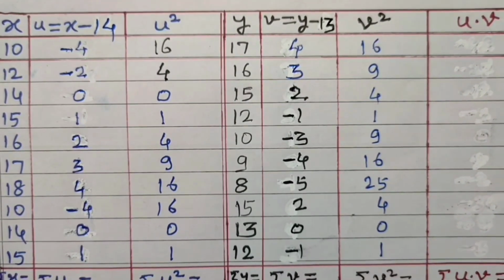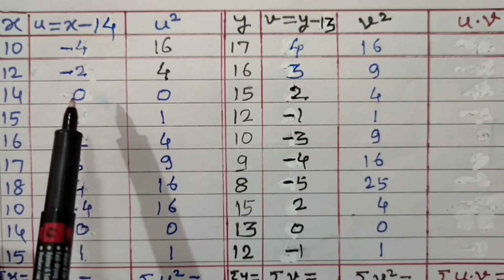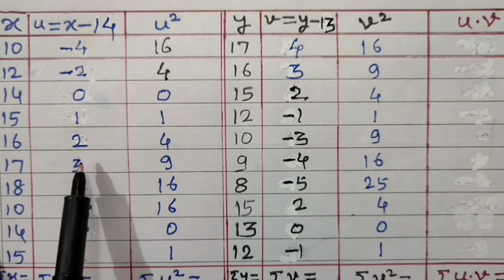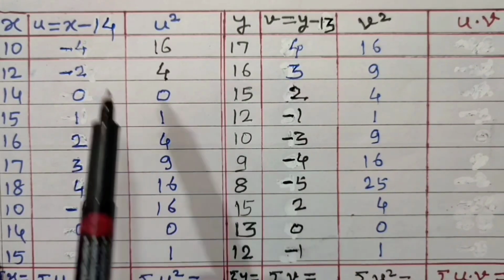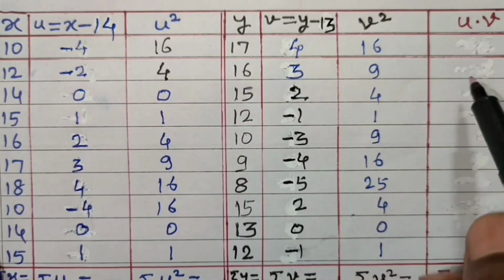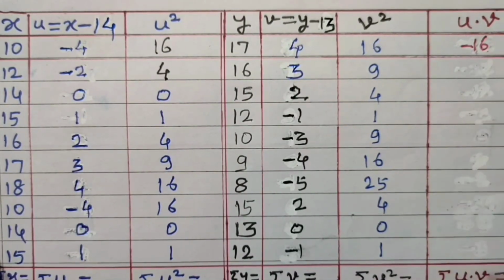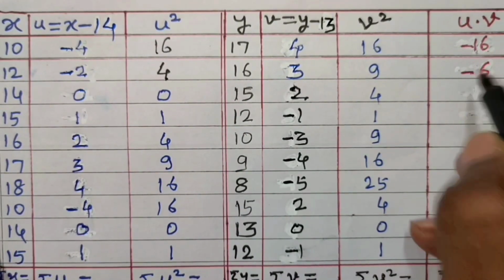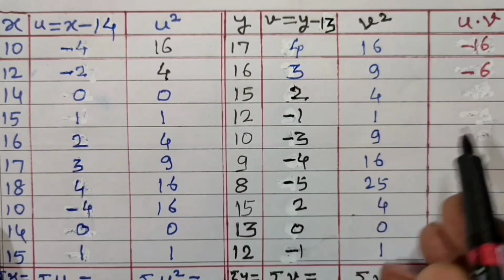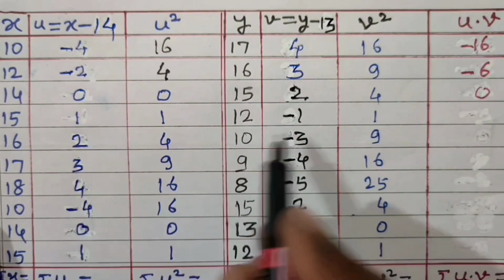Now the last column, U into V. Take each element from this column and multiply it with the corresponding element from the other column. Minus 4 into 4 is minus 16. Minus 2 into 3 is minus 6. 0 into 2 is 0. 1 into minus 1 is minus 1.